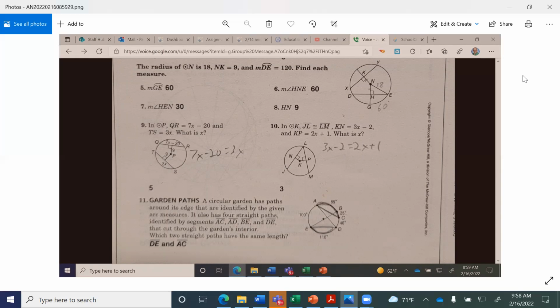And then on number 11, that one was a little bit different from the front, so let me explain that. You had all these different measures. Out of all those measures, you're trying to figure out which one of these chords had the same length. Well, in order for the chords to have the same length, their arcs that they intercept would have had to be in the same measure or same length. So this one was 110, so I highlighted it there. This one, if you add these 2 together, was also 110. So AC and DE were the 2 that were congruent.